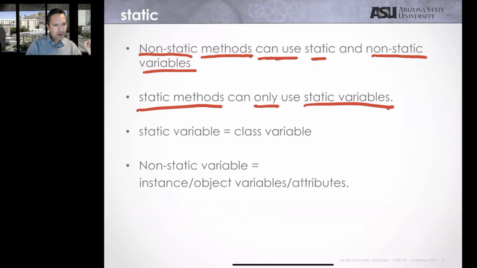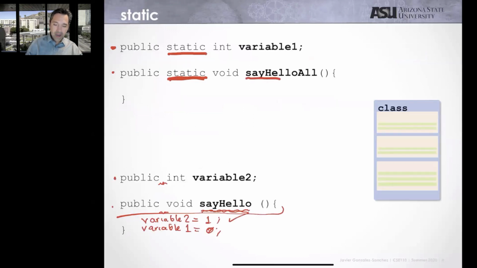Do you remember that we played with the static methods? And then I asked you to put static also on the variables. This is the reason. If I had not asked you to put static on your variables, your methods, because they were static, would not have been able to use the variables. Anyway, say hello all, this one is static.